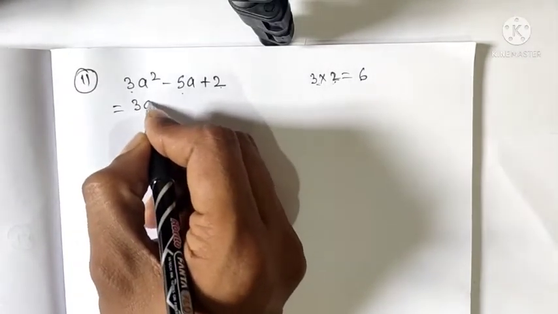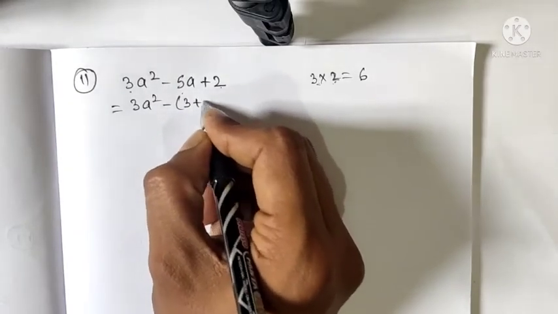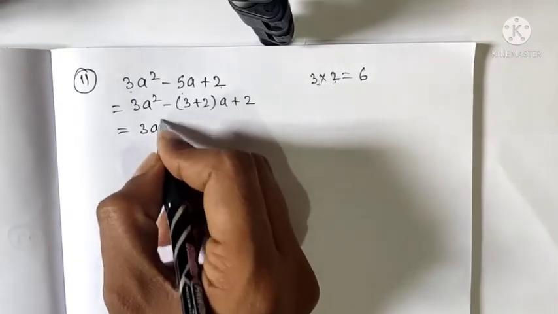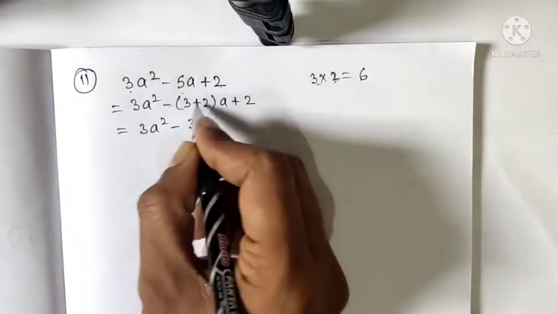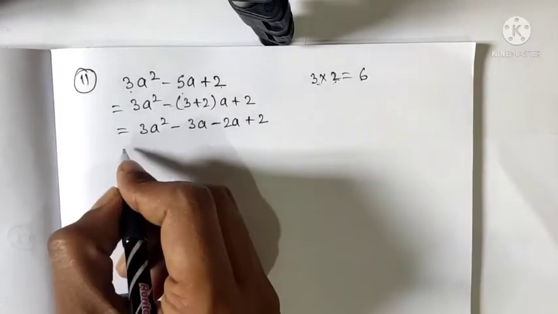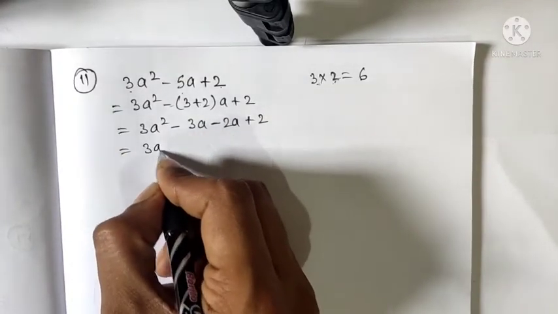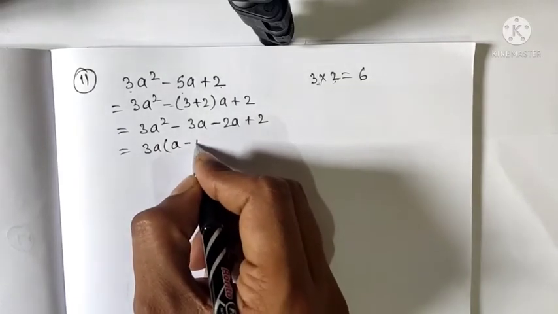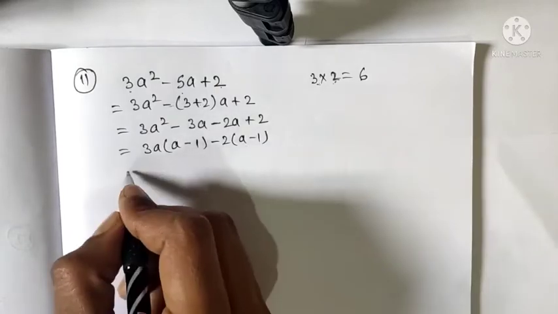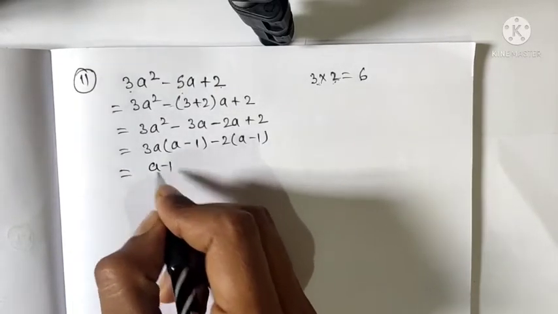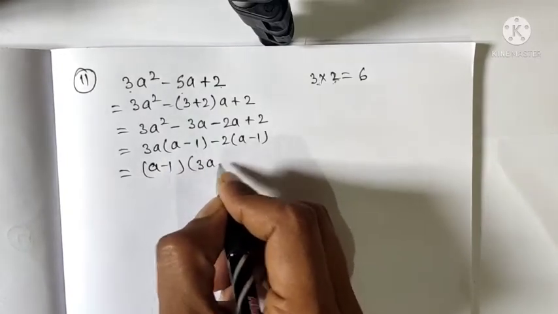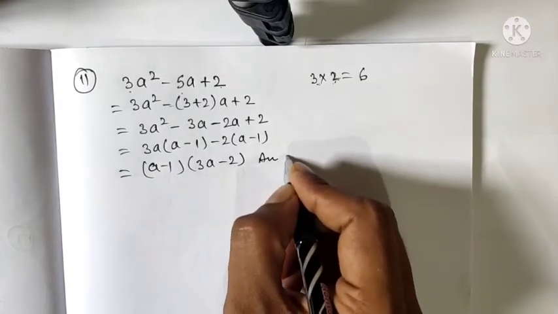So we can write it as 3a square minus 3a minus 2a plus 2, which is equal to 3a into a minus 1 minus 2 into a minus 1, which is equal to a minus 1 into 3a minus 2. Simple. You have your answer.